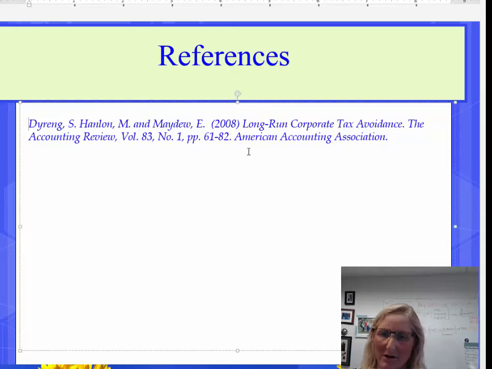Sometimes we indent the second line, sometimes we face it off, depends on the type of paper we're doing. So that would be our reference for this article that we just found.